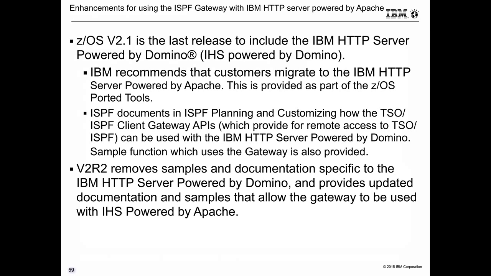Okay, we're going to start in a very unexciting manner. The very first three things we're going to talk about are all removals from the product. Not exciting, but some things you should be aware of. 2.1 of z/OS was the last release to include HTTP server powered by Domino. IBM's recommendation is to switch to the HTTP server powered by Apache. Since our gateway APIs make use of the HTTP server, we've had samples associated with that as well as documentation. So this chart basically is saying that in 2.2 we're replacing our samples and documentation related to the HTTP server powered by Domino with the Apache version. So just a little cleanup there.